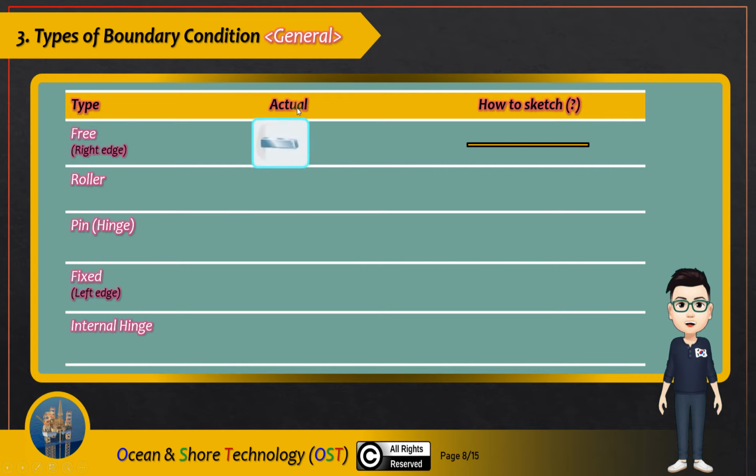So in actual, you can see that this is the cantilever conditions, but here they are talking about the right hand side. So basically this is the free condition, and how to sketch it, think about it. Pretty soon we will sketch it together.